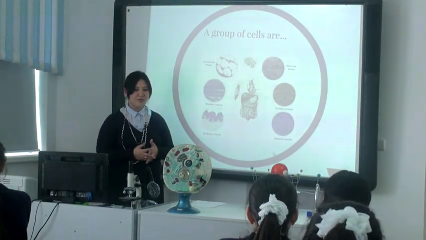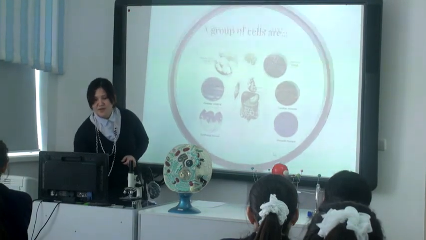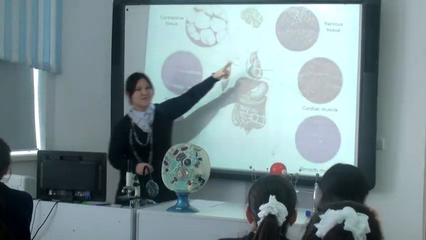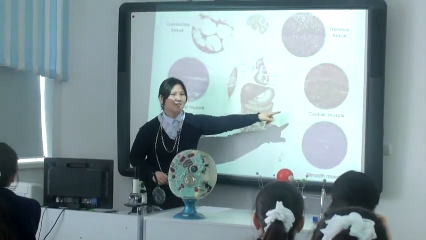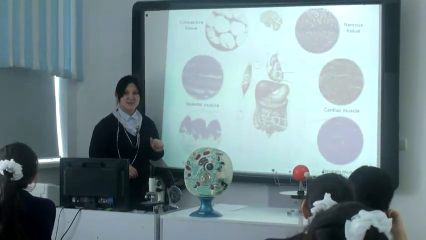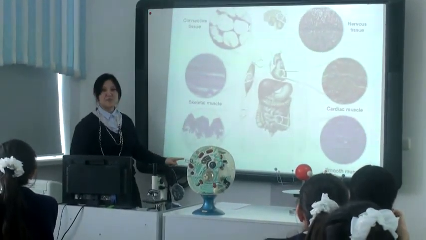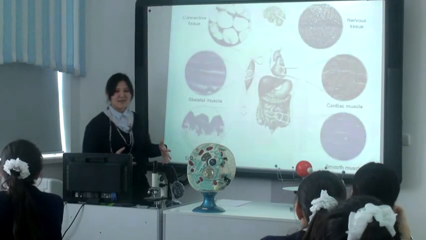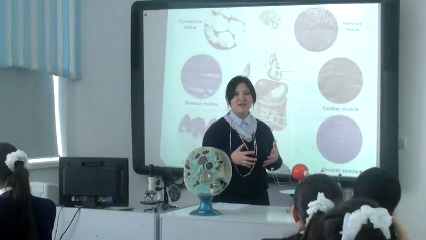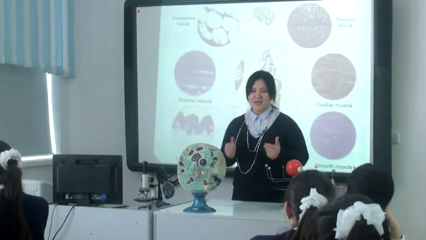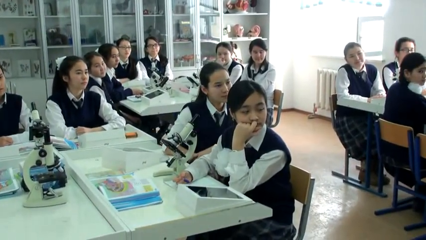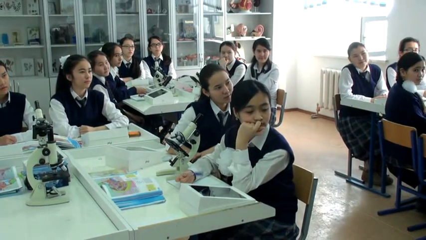Can you read these tissues' names? Connective tissue, nervous tissue, cardiac muscles, smooth muscles, and epithelial tissue. Right? So, all of these tissues are making you, making other organisms. For example, I want to say some more: what will be 1 plus 1?